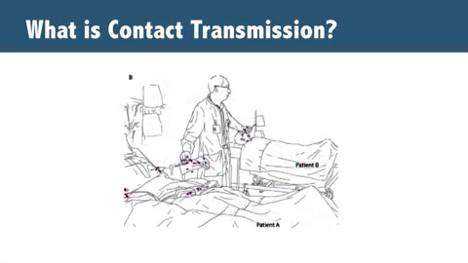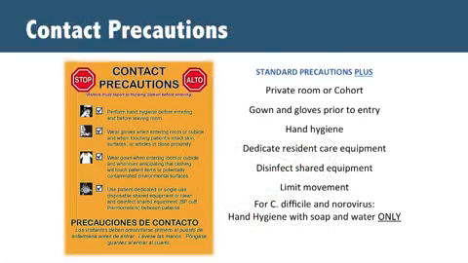This is contact transmission. Contact precautions are used when a resident has an infection with a germ like norovirus or C. difficile. Contact precautions are used in addition to standard precautions and require healthcare personnel to 1. Put on a gown and gloves before entering the room, 2. Remove gowns and gloves prior to leaving the room and performing hand hygiene, and 3. Dedicate resident care equipment like stethoscopes. In addition, there may be restrictions on movement and participation in activities.